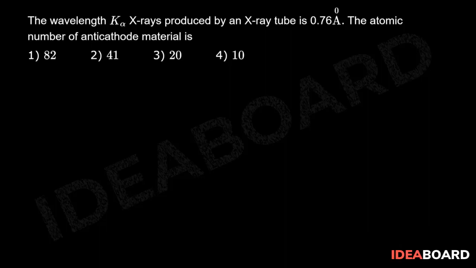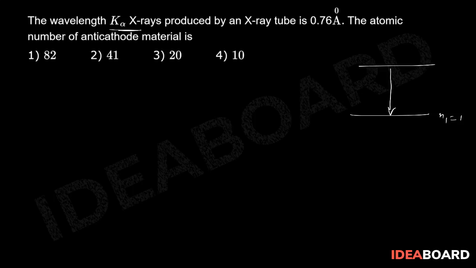The wavelength of K alpha X-rays produced by an X-ray tube is 0.76 angstrom. The atomic number of the anti-cathode metal is? So understand first of all what is the meaning of K alpha X-rays. K alpha is nothing else but the transition from n equals 2 to n equals 1.